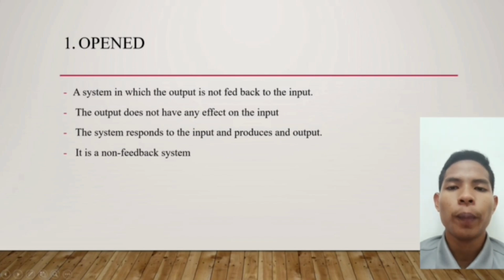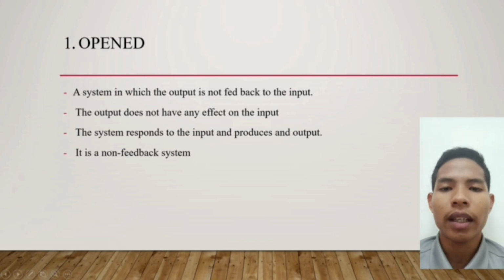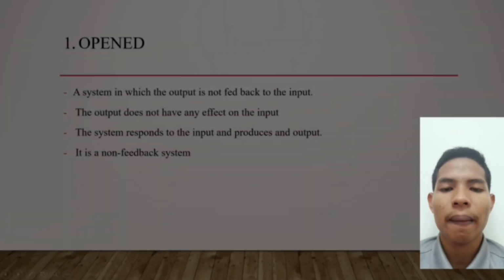First, open loop. An open loop control system, also known as a non-feedback control system, operates without considering the system output. It applies a predetermined input or control signal to the system and expects a specific output without any adjustments or corrections. In this type of system, there is no feedback mechanism to monitor the output and make corrective actions.